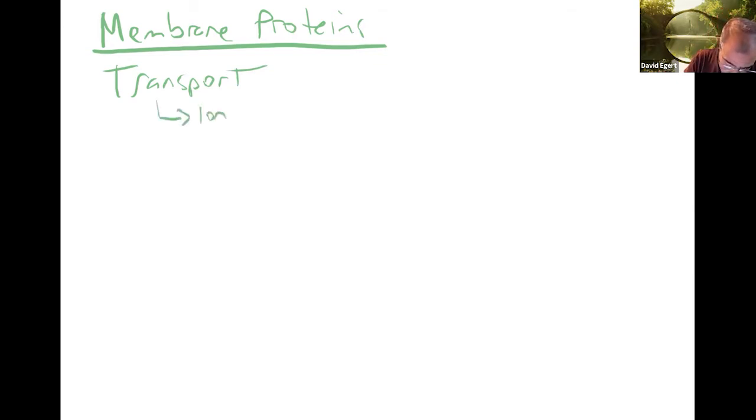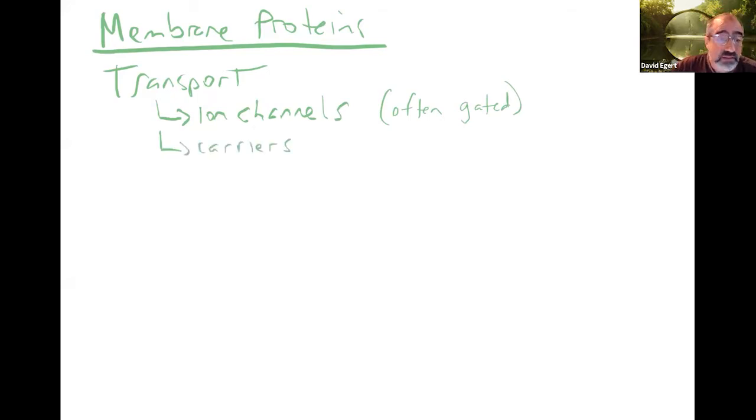There were ion channels. And these are often gated. So we talked about that quite a bit. There were carriers. These are usually for polar molecules that wouldn't normally cross the membrane, such as sugars or amino acids and things like that. Still diffusion through them, but again, facilitated diffusion. So there's this limited rate.